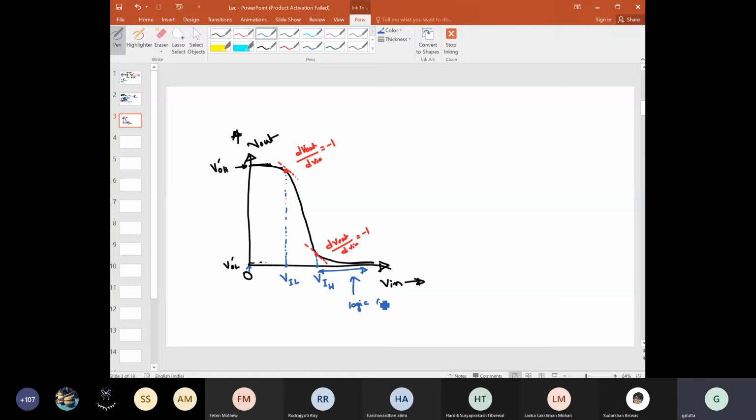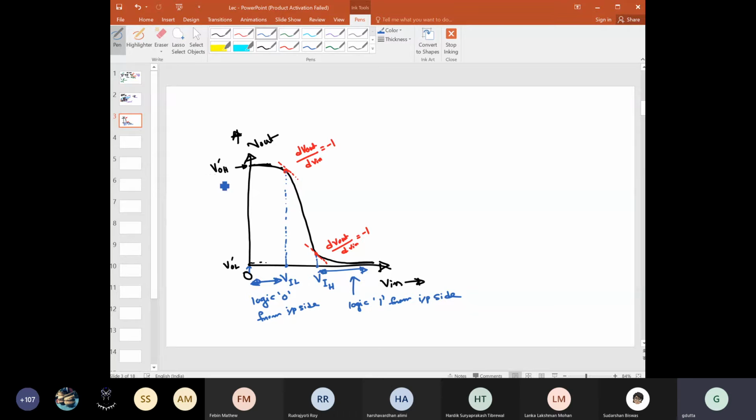This is considered as logic, sorry, logic 1 from the input side, right? And this is to be considered as logic 0 from the input side, right? Is that part clear to you? And why particularly from this point, from the slope of -1, that we'll try to clarify after some time.